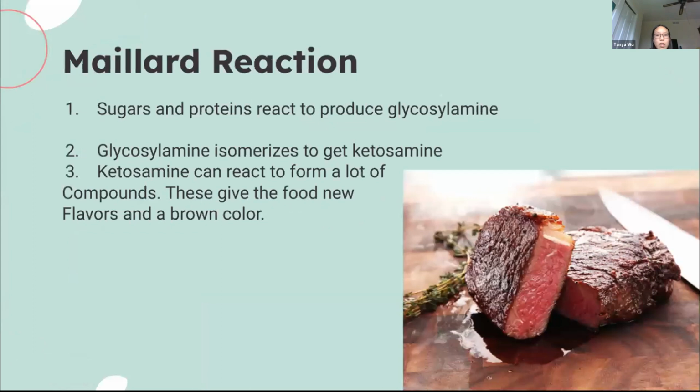The Maillard reaction is when sugars and protein react to produce glycosylamine, and glycosylamine isomerizes to create ketosamine. An isomer is just something that has the same atoms and elements and the same number of each element, but it is oriented or built in a different way. So the structure is fundamentally different. And those give food the brown color.